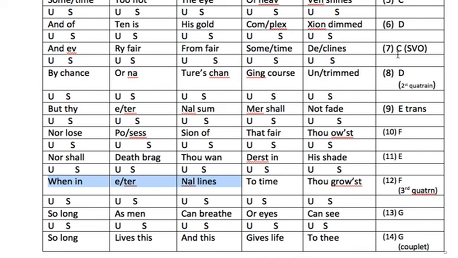So we have a transition from quatrains 1 and 2 to the end of quatrain 3, and then quatrain 4 goes in a different direction altogether. It doesn't talk about her directly, but as a matter of fact, the only time that she's mentioned in the final couplet is in the last word, right? Every other word in the final couplet talks about men. And which men? The men who breathe, the men whose eyes see. And what are their eyes seeing? So long lives this. So she's still not mentioned. And this gives life to thee, right? And so it's the poetry, it's the eternal lines that's emphasized in the final couplet.